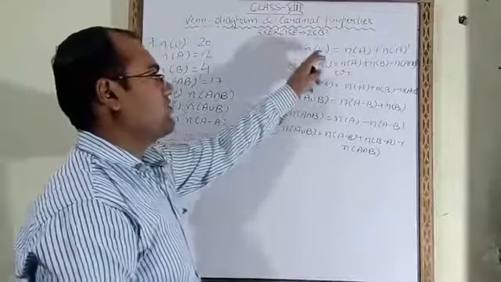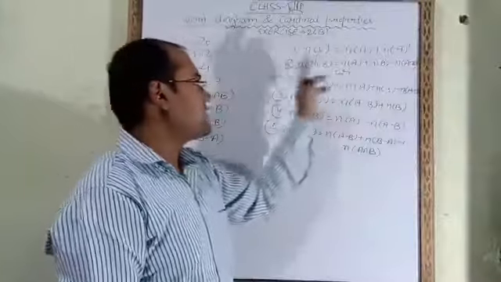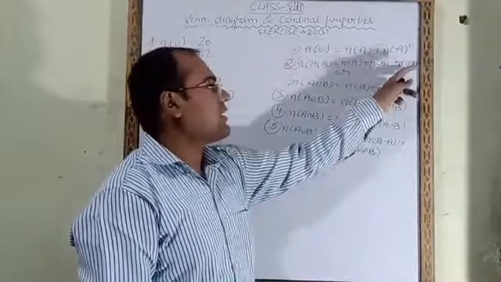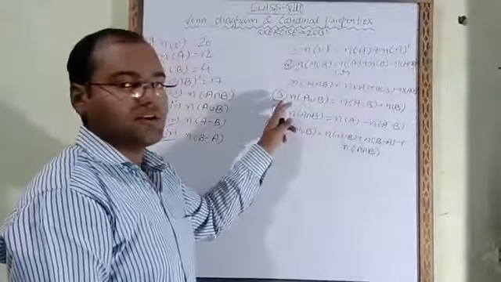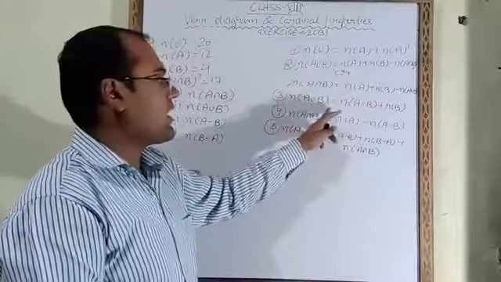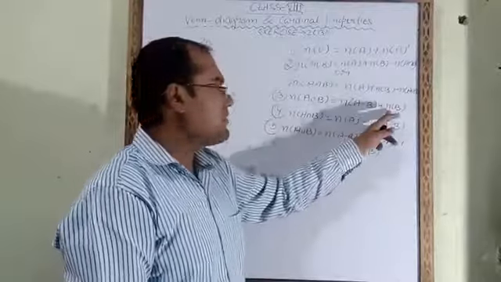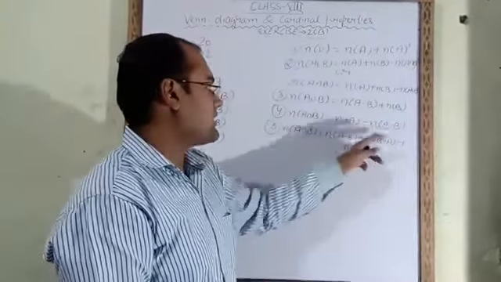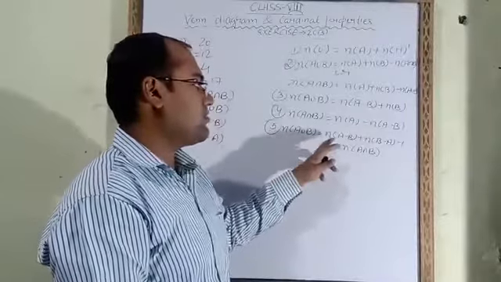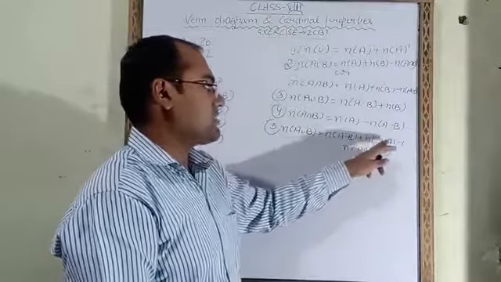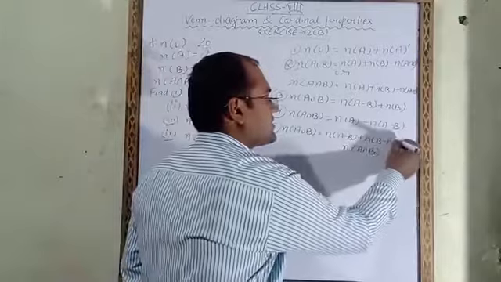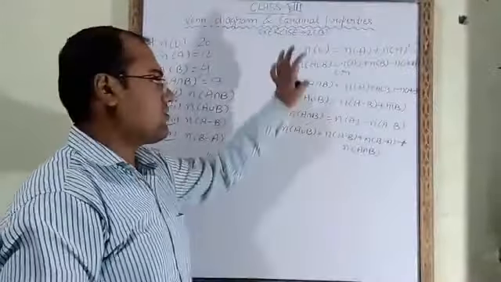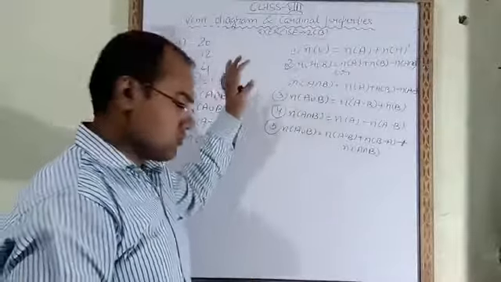First formula is n(universal) is equal to n(A) plus n(A dash). Second formula, n(A union B) is equal to n(A) plus n(B) minus n(A intersection B). Third formula is n(A union B) is equal to n(A minus B) plus n(B). Fourth, n(A intersection B) is equal to n(A) minus n(A minus B). And fifth one is n(A union B) is equal to n(A minus B) plus n(B minus A) plus n(A intersection B). So these are the 5 formulas. Now we will use these formulas here in this question.